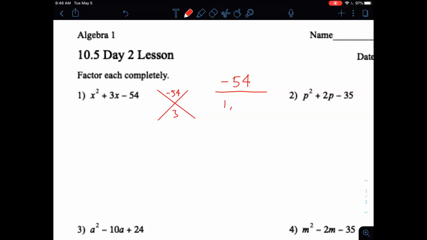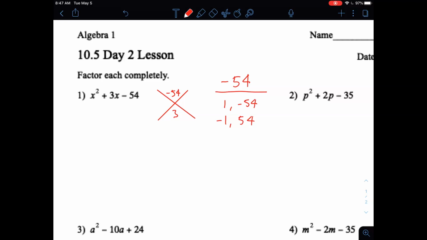Well, we have 1 and negative 54, and we also have negative 1 and positive 54. See how now we have two different combinations? This is why it's a little bit trickier, because 1 times negative 54 is negative 54, and negative 1 times positive 54 is negative 54 as well. So there are more combinations. Let's find the factors of 54.